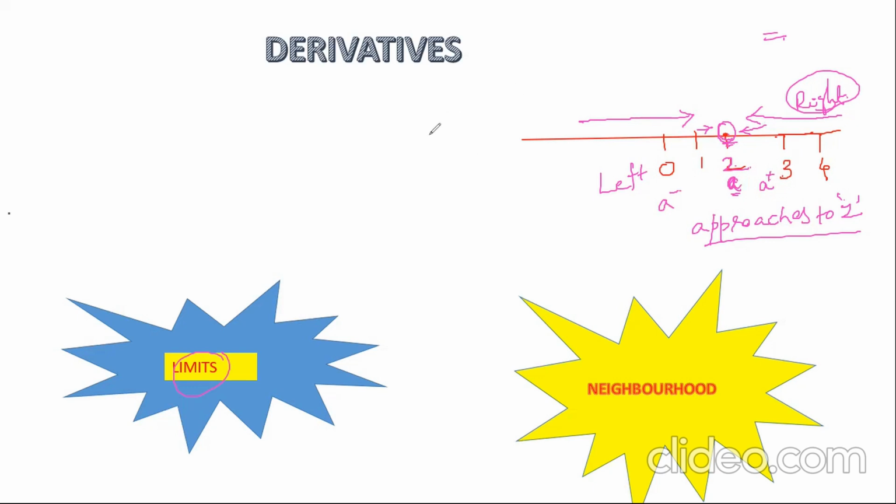So f of x is a function. And if you are approaching a, that can be represented as x tends to a. Tends or approaching a. Okay. Approaching a. So what is the meaning of neighborhood here? You are not reaching 2, you are approaching the neighborhood of 2. Yes, you are approaching the neighborhood of 2.